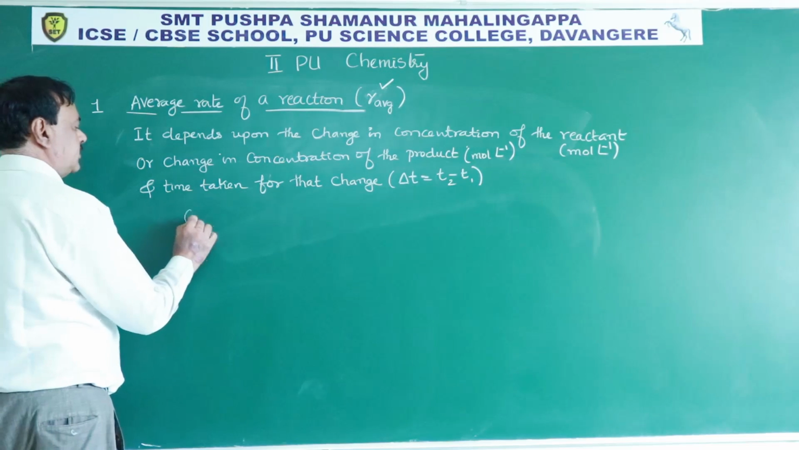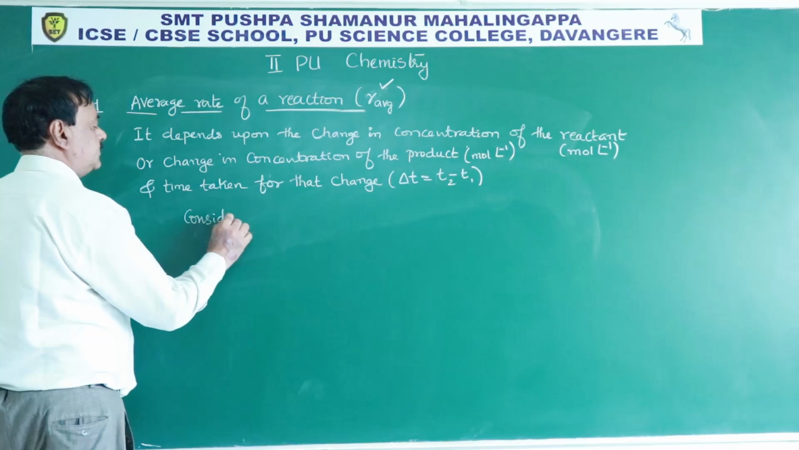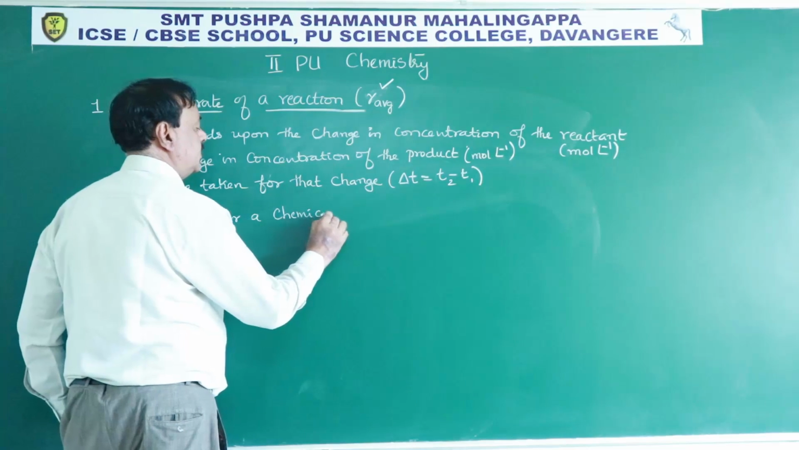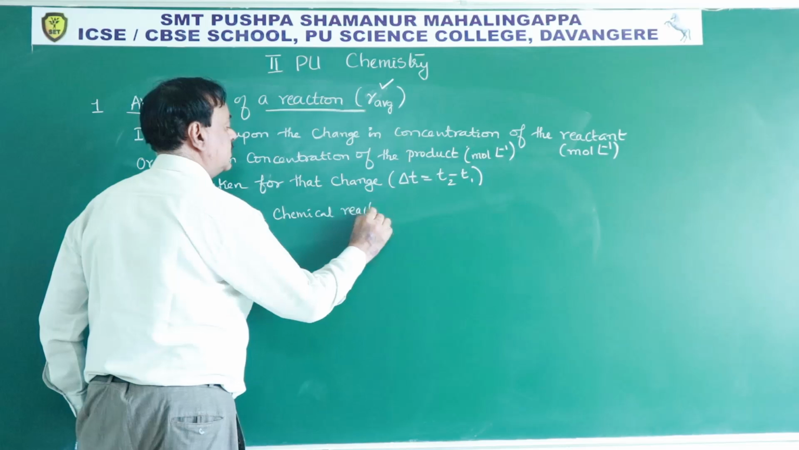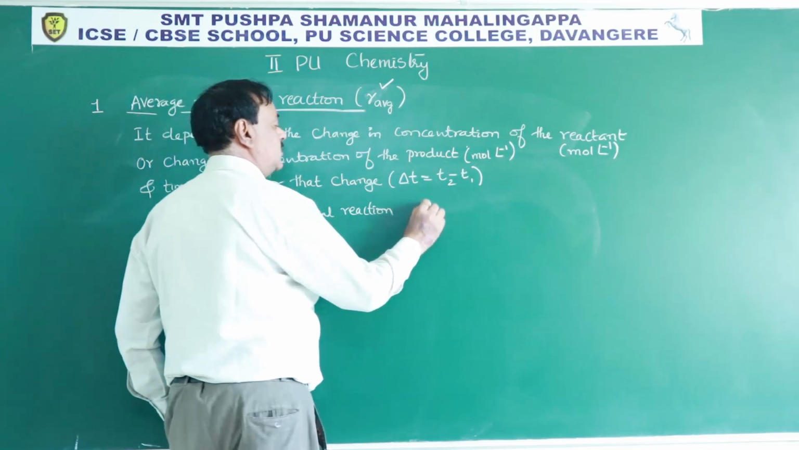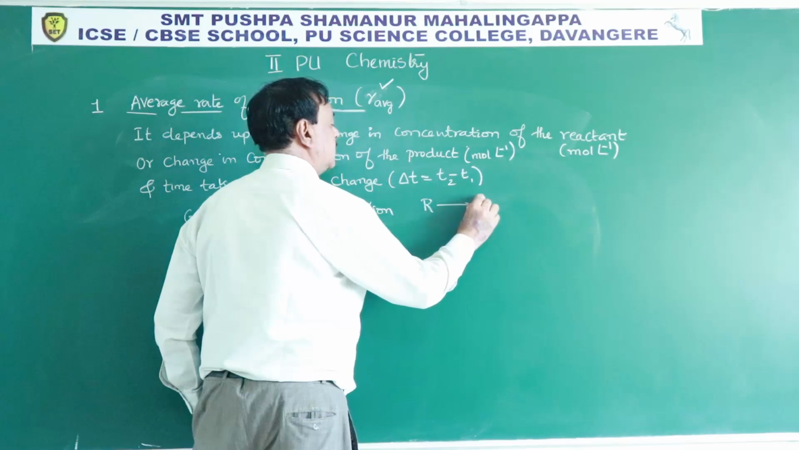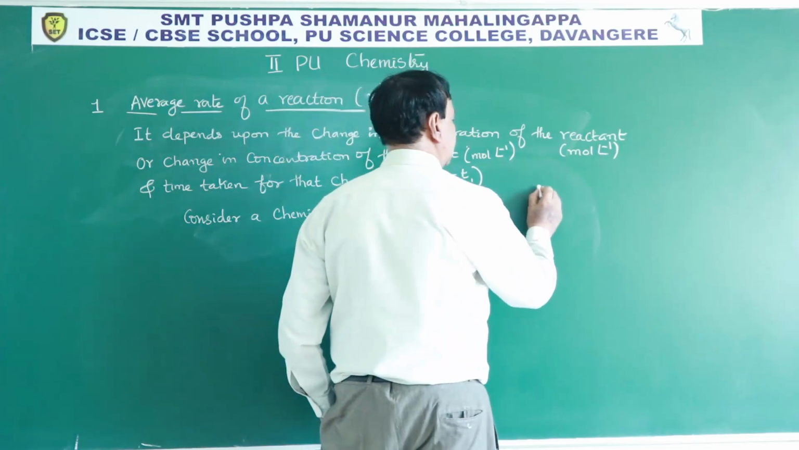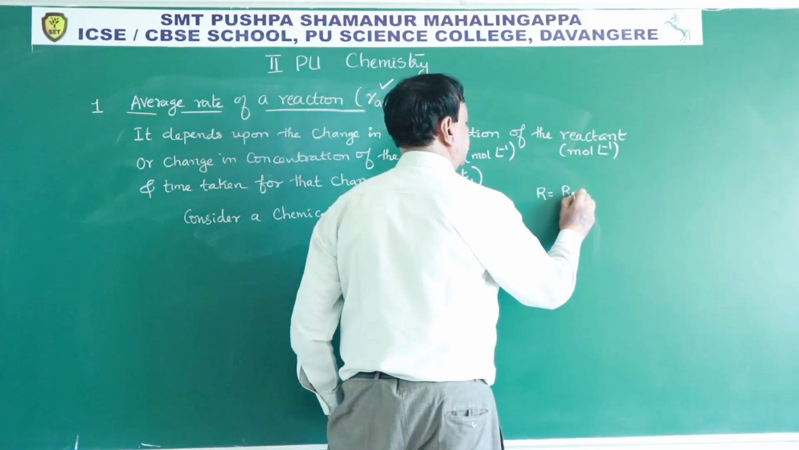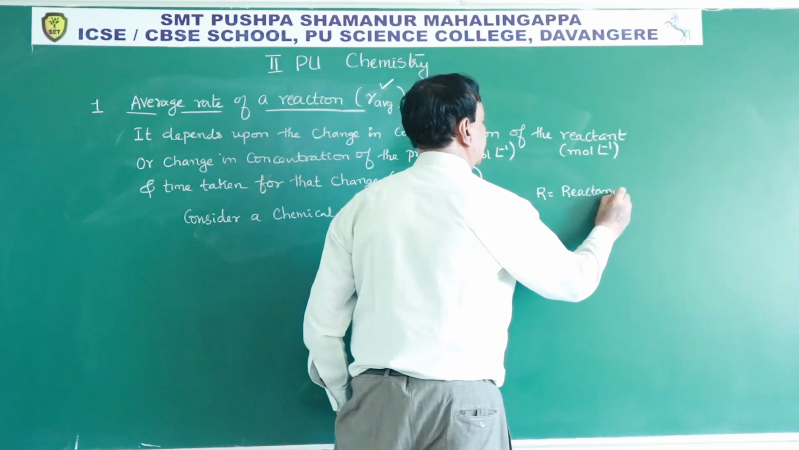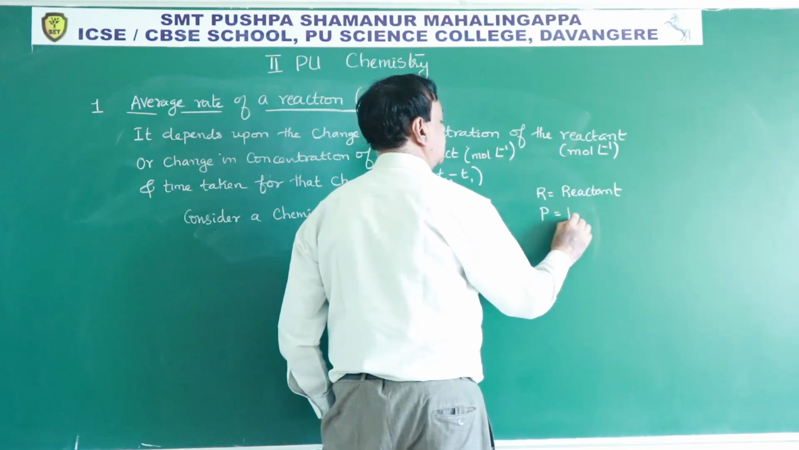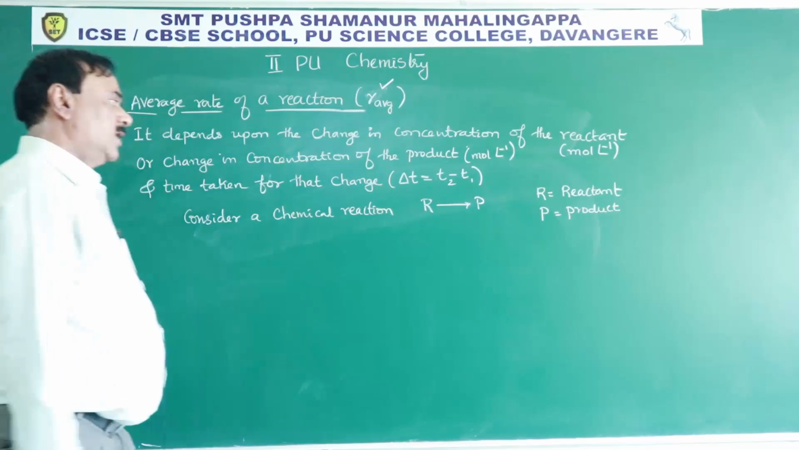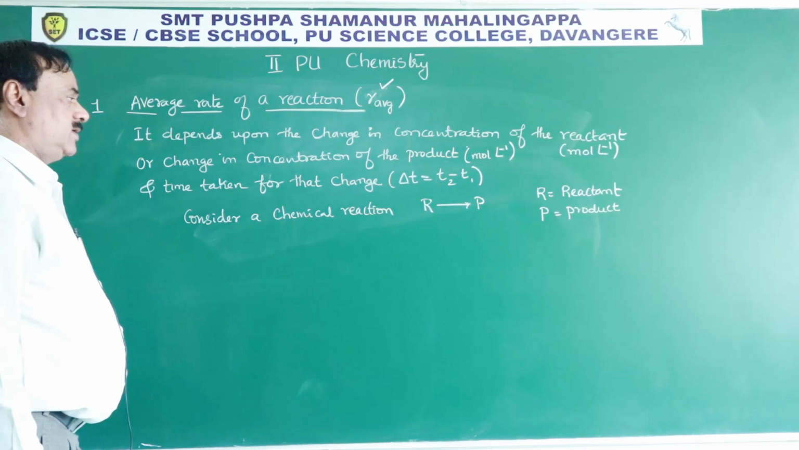Consider a chemical reaction R gives rise to product. What do you mean by R? R is equal to the reactant and P is equal to the product.